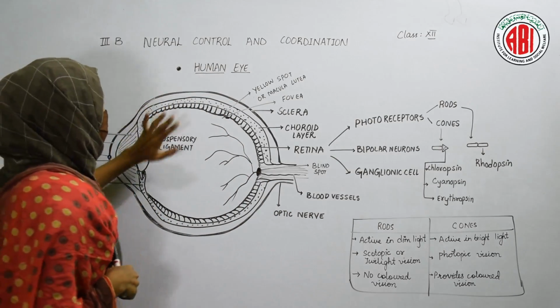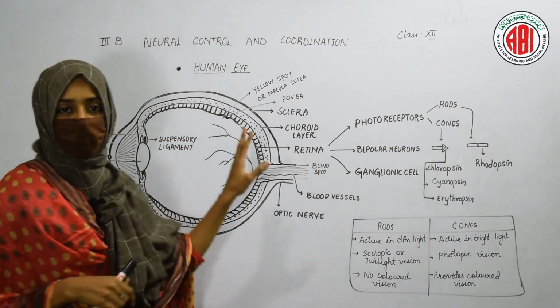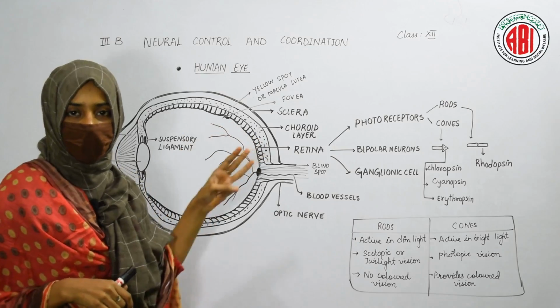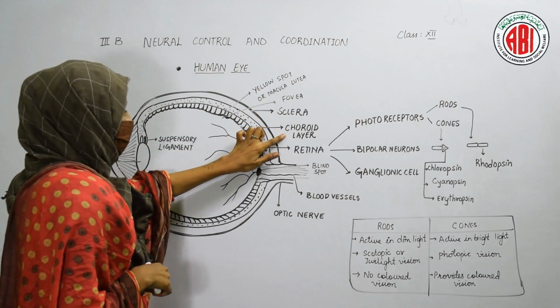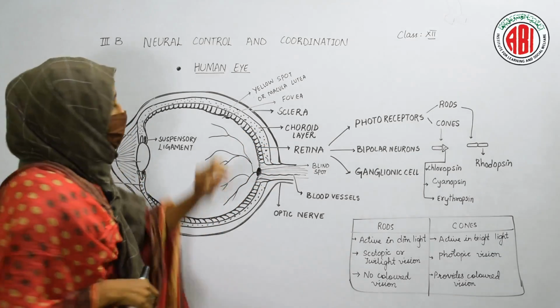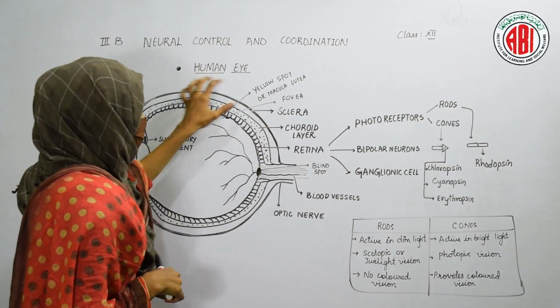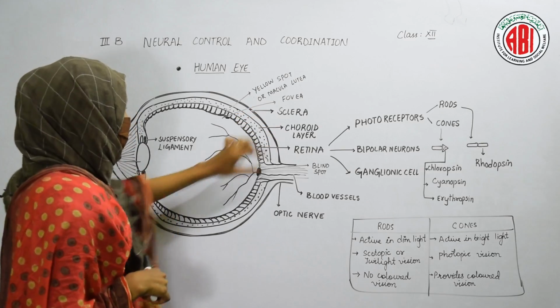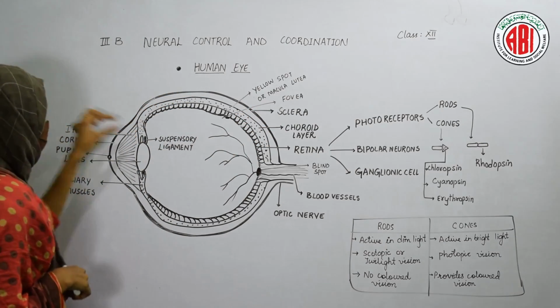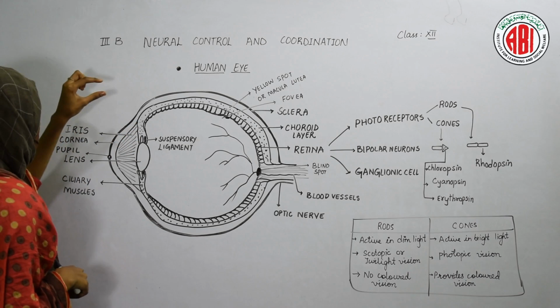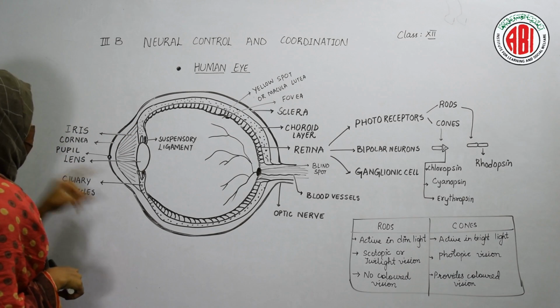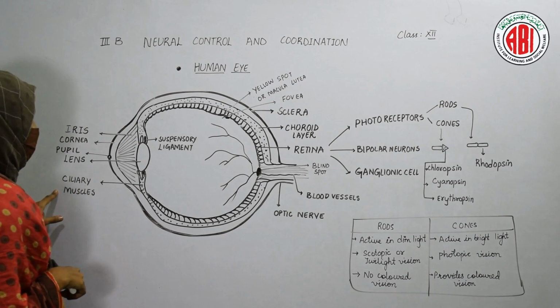In the last session, I already explained that in the structure of our eye, three main layers are found. One is sclera, the second is the choroid layer, and the third is retina. Sclera is the outermost layer. Below the sclera, the choroid layer is present, and this choroid layer extends forward and forms some muscles, and we call those muscles ciliary muscles.